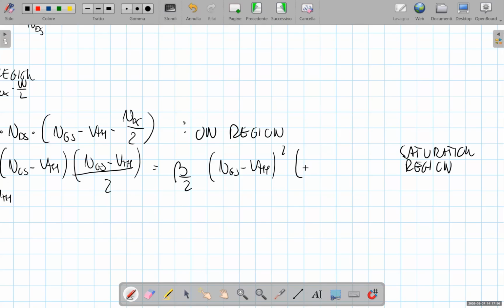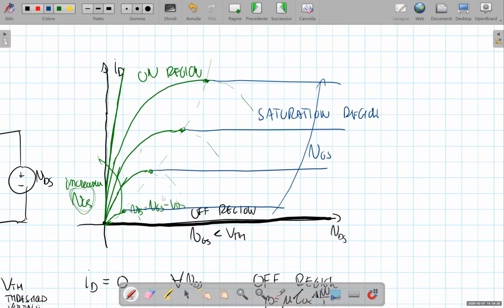this very slight dependence on VDS, we have to add this term in which lambda is the channel length modulation factor, which in transistors is in any case quite small, which means that these curves in saturation are not exactly horizontal, but they are slightly increasing like this.